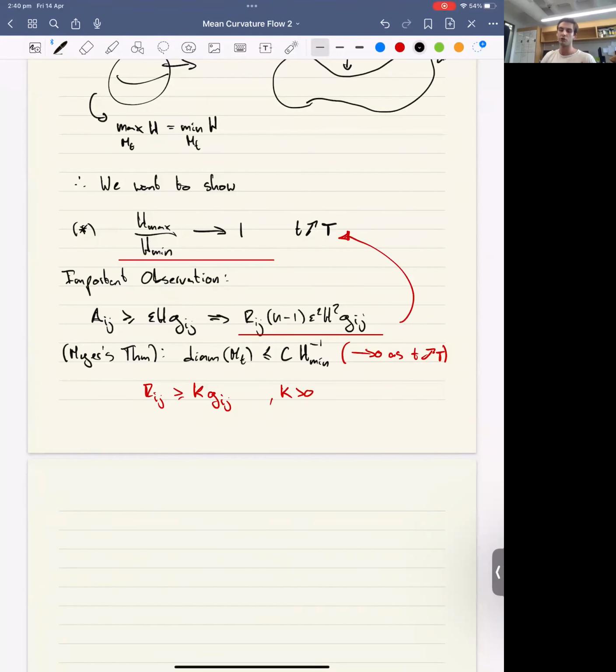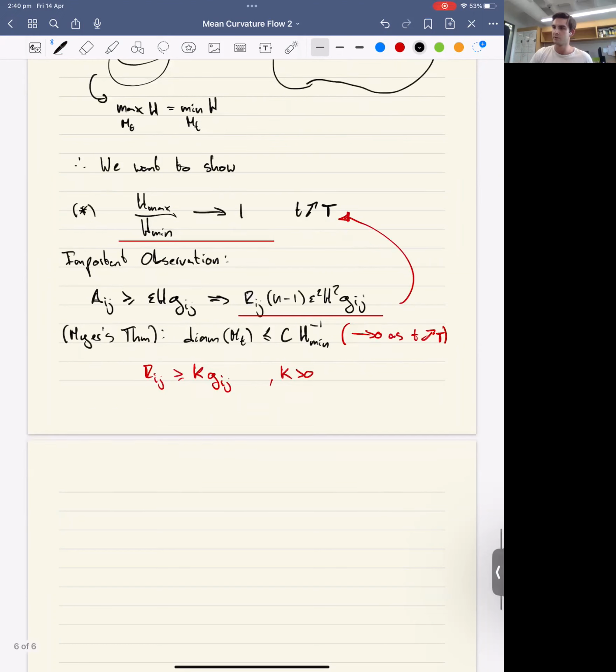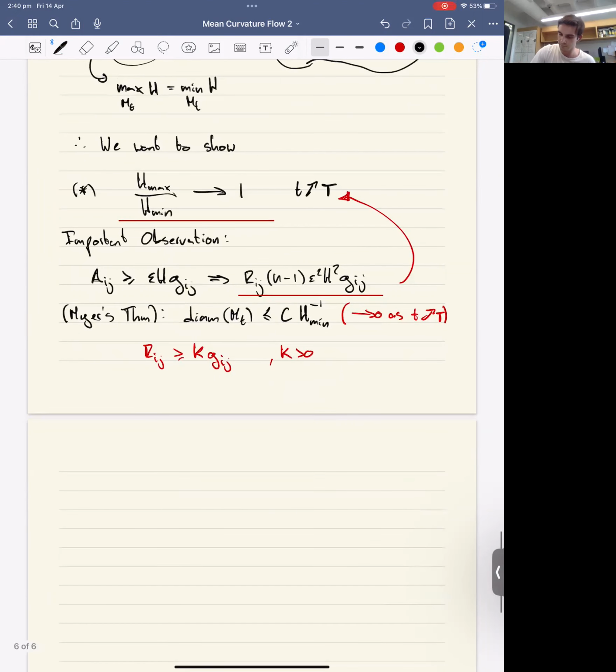Okay, so when we do show that the max and the min of the mean curvature, when their ratio goes to 1 as we approach the maximal time, this does actually give us that the diameter is also shrinking to 0. And so our hypersurface is going to contract to a point as we want it to. So this does work very nicely.